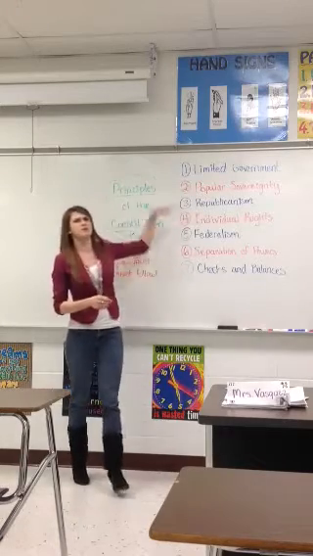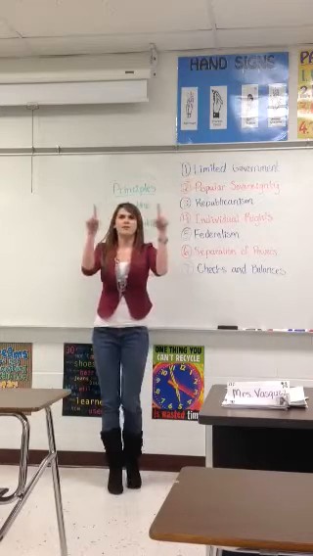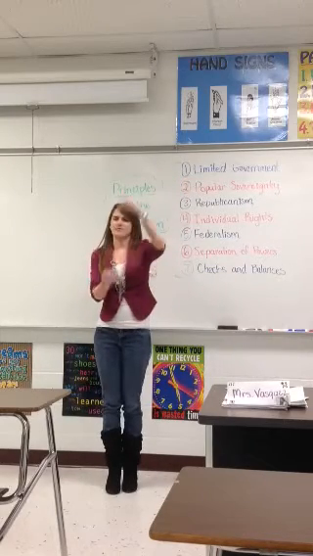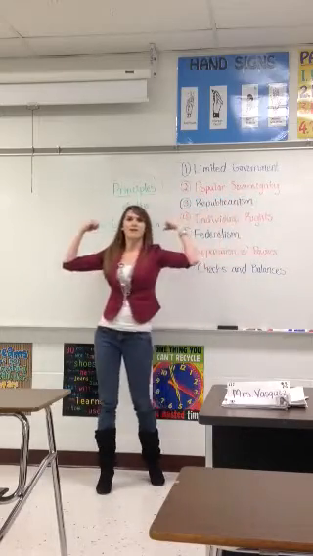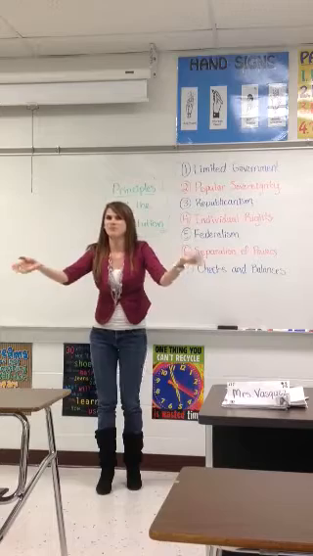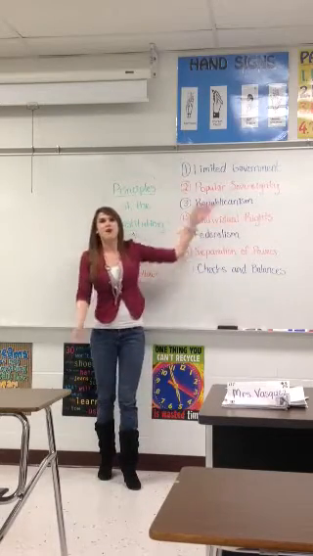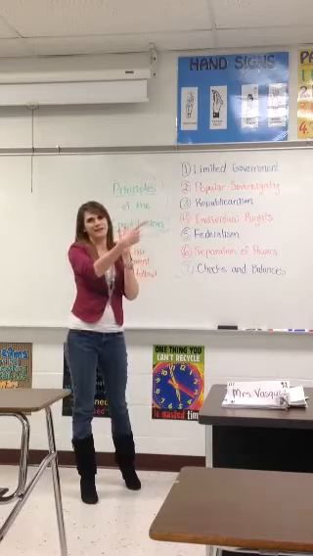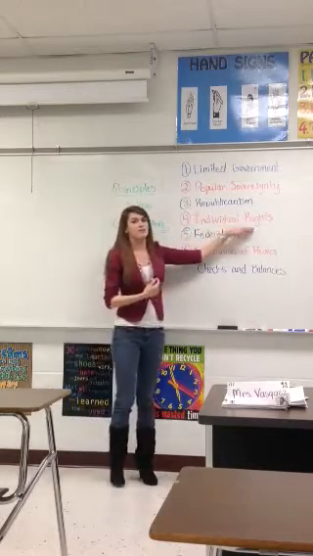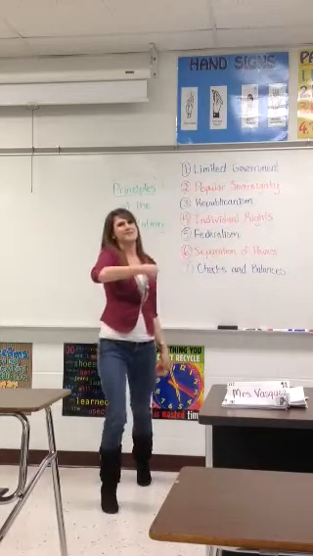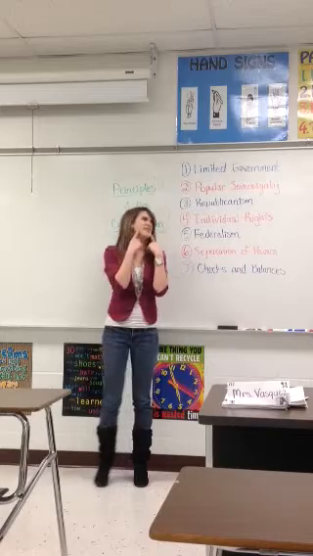So let's go over these real quickly to make sure that we have them. In limited government, the government is limited by the rules of the Constitution. With popular sovereignty, power belongs to the people. People control the government. With republicanism, we elect our representatives to carry out our will. In individual rights, the government protects our right to life, liberty, and the pursuit of happiness.